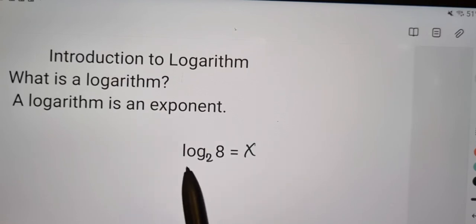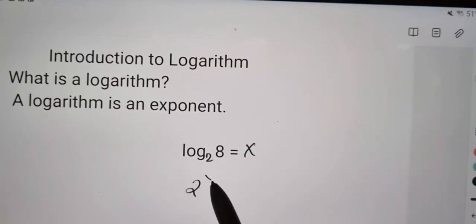Okay, so ngayon, mayroon tayong example dito. This is read as log base 2 of 8 is equal to x. Ibig sabihin, ano daw ang magiging exponent? Ang base natin ay 2. Ano daw ang magiging exponent ng 2 natin na kung saan ang sagot natin ay magiging 8?